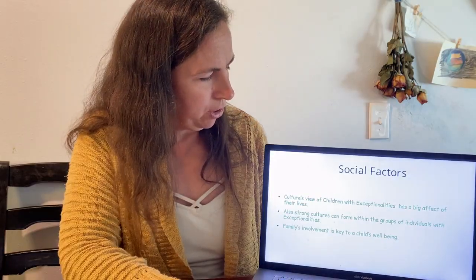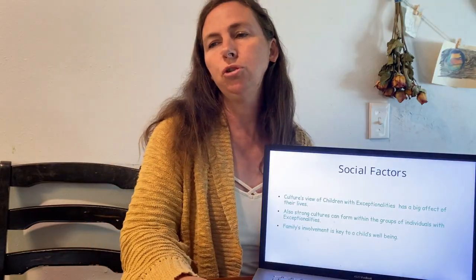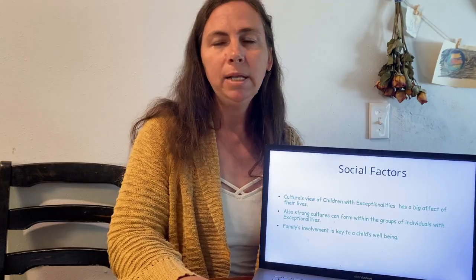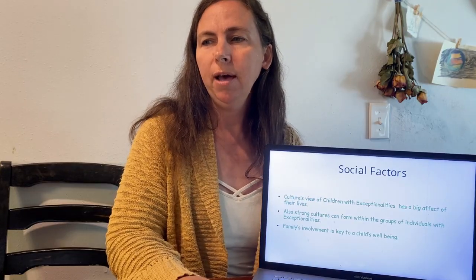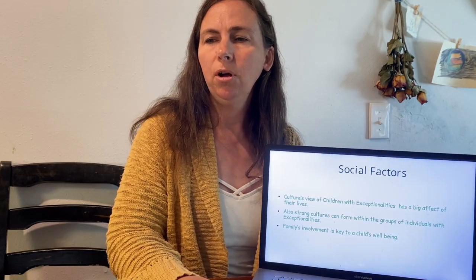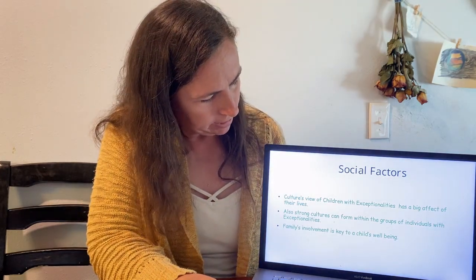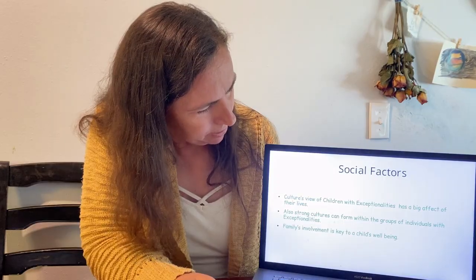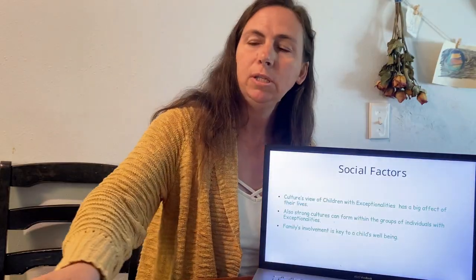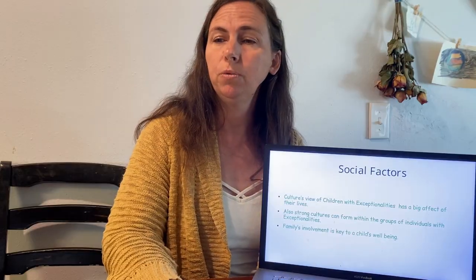Also, for example, strong cultures can form within groups of individuals with exceptionalities. Like, for example, children that are deaf can greatly benefit from being part of the deaf culture. They will grow immensely in their sign language vocabulary if they have a good deaf culture to be a part of. It also gives them a sense of belonging to be a part of a culture made up of people like themselves. And thirdly, family involvement is very key in the child's well-being. The family knows them best and is a wonderful support. The family is also the best advocate for their own children with exceptionalities.